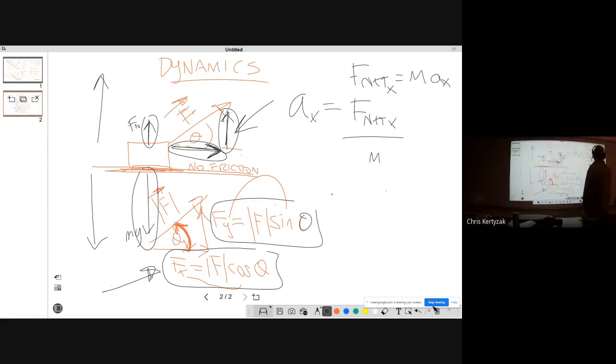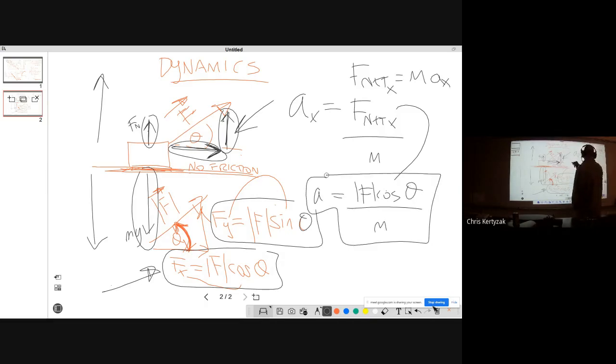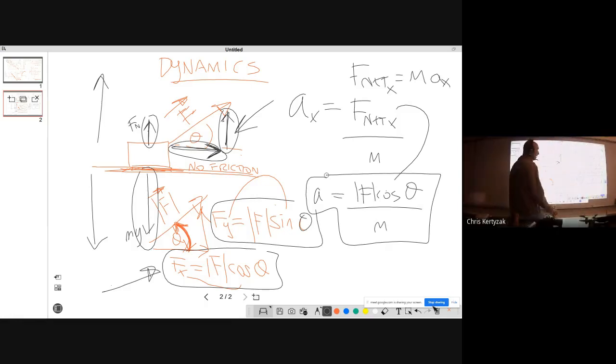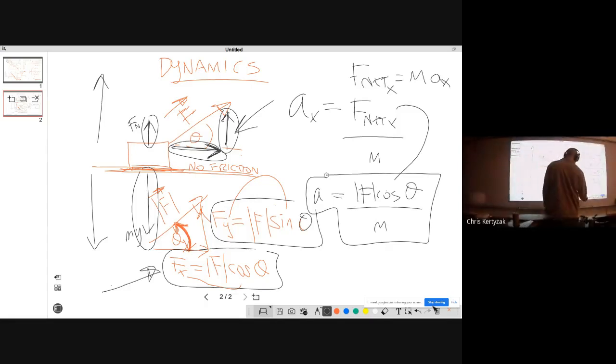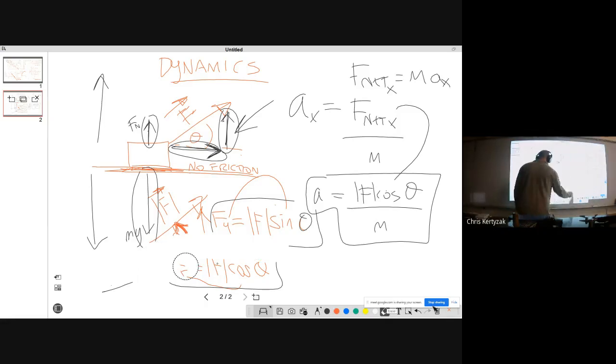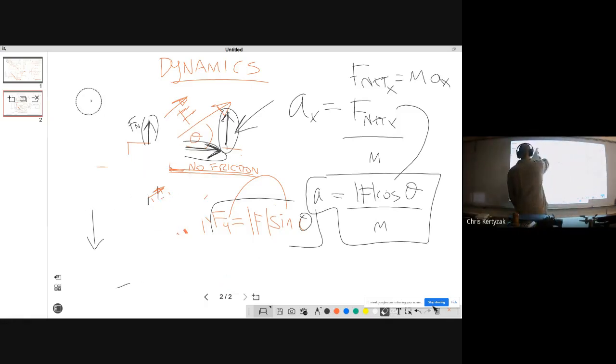Right? Magnitude of F cos theta divided by the mass. This would be your model, or way of computing it, if they asked you for the acceleration rate of this box pulled on a frictionless surface. What if there is friction? Well, let's start talking about friction to remind you about friction, and then we'll fold it back into this problem.